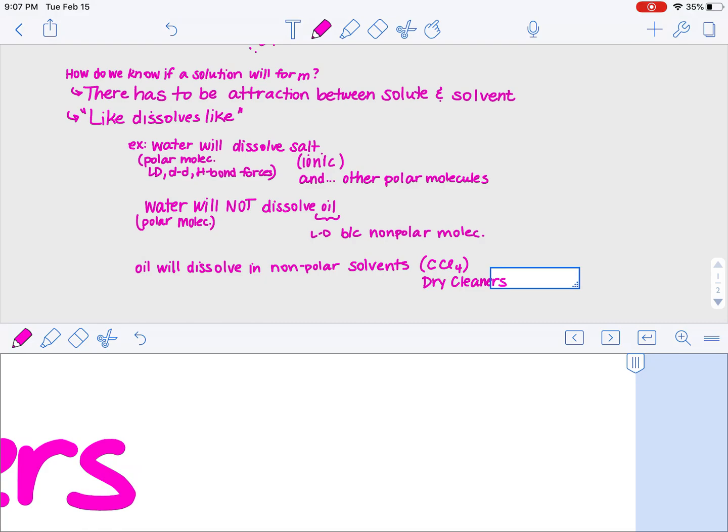The dry cleaners, though, use a wet chemical. Your clothes do still get wet. They just don't get wet with water. They use a nonpolar solvent, such as carbon tetrachloride, and they are able then to dissolve the stain that is left on your clothing.